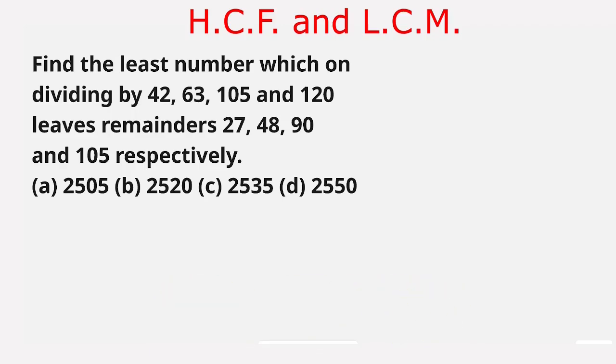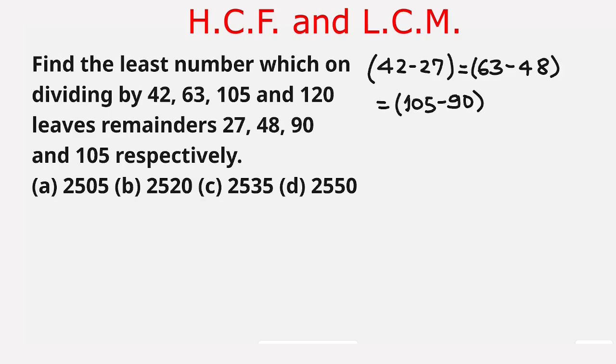When the number is divided by 42, the remainder is 27. 42 minus 27 is 15. Also, when the number is divided by 63, the remainder is 48. 63 minus 48 is also 15. So we equate this equal to, when divided by 105, the remainder is 90.